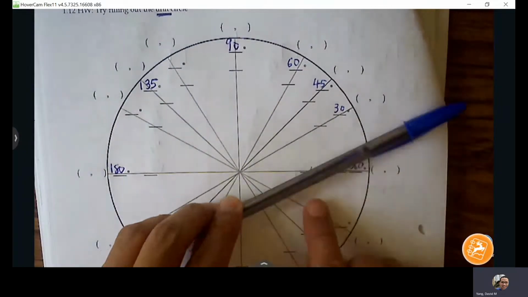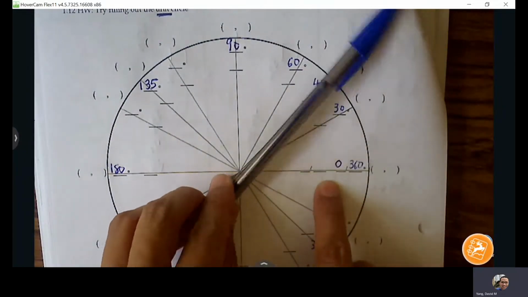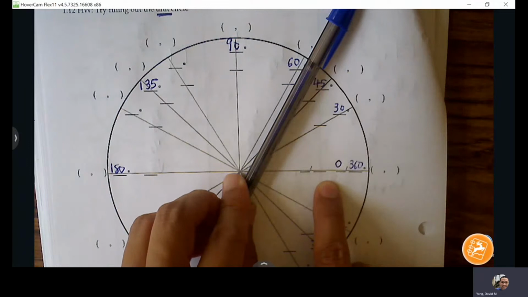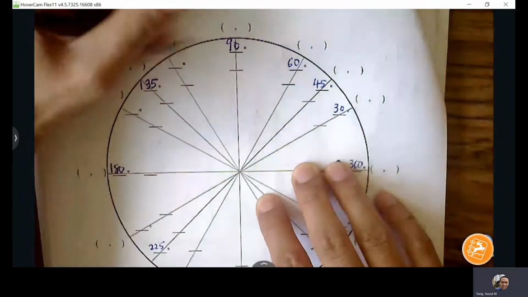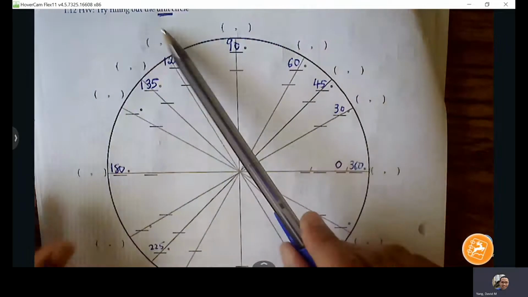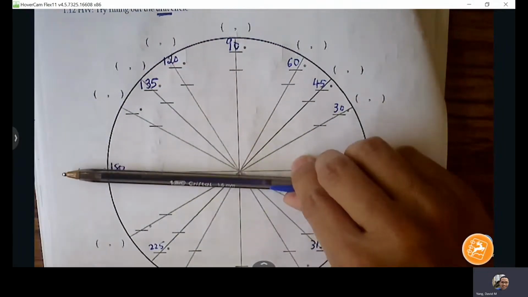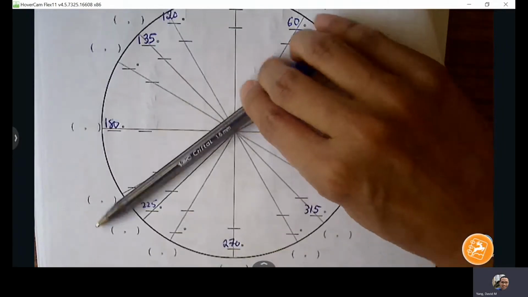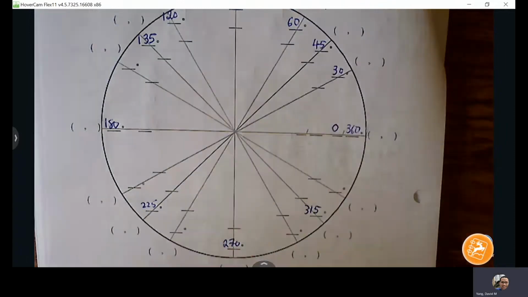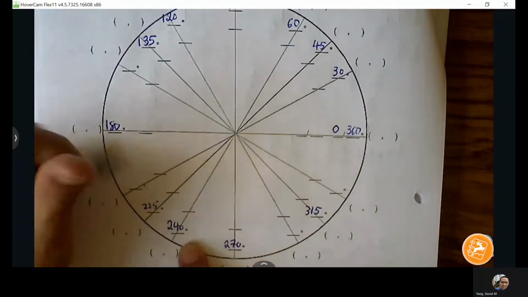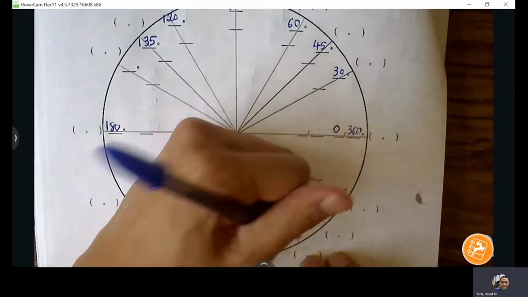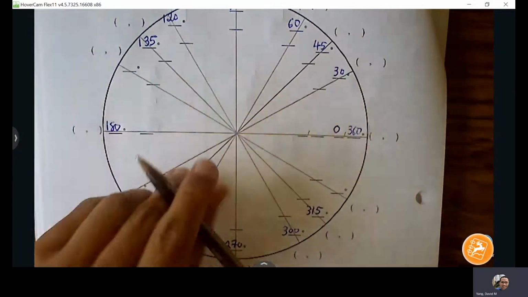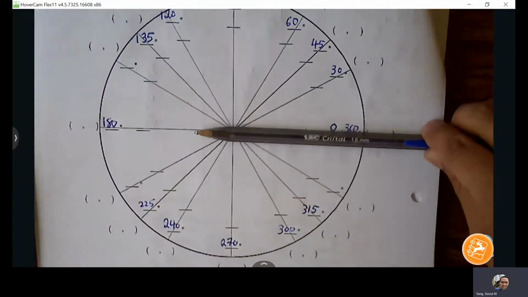Okay, so now let's do the angle that's furthest away from the x-axis, the 60-degree angle. So 60 plus 60 is 120. Plus 60 is 180. That's a duplicate. Plus 60 is 240. Plus 60 is 300. Plus 60 is 360, right? Back to our starting point.